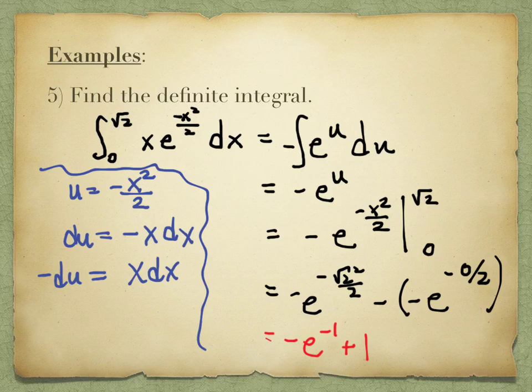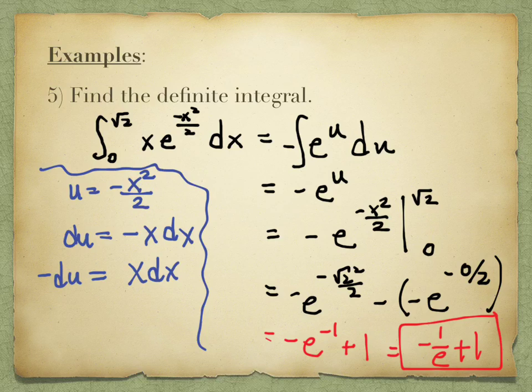Usually you don't leave something written with a constant exponent, that is a numerical exponent, with a negative in there. How could I rewrite this so that it looks more traditional? Negative 1 over e plus 1.